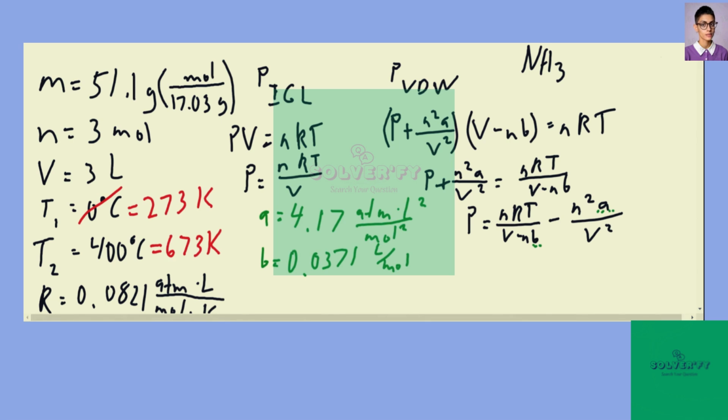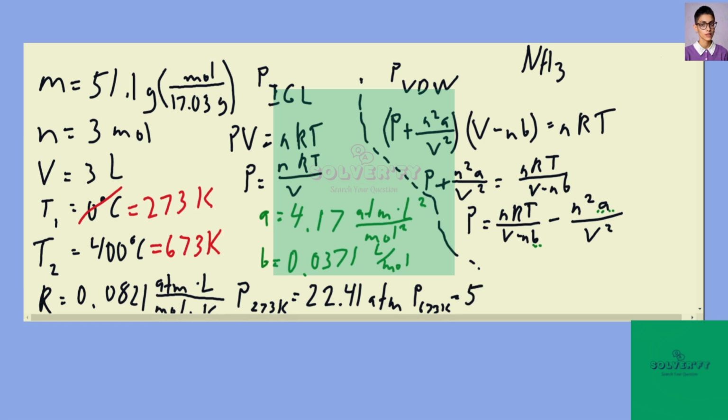I won't show us plugging all of them in, but for the ideal gas law, the pressure at 273 K will actually come out to be 22.41 atmospheres. And the pressure at 673 K will equal 55.25 atmospheres.